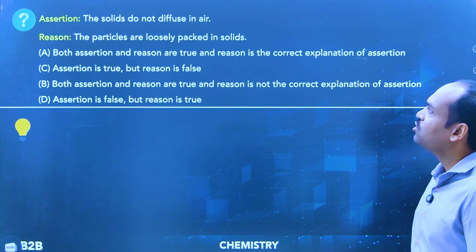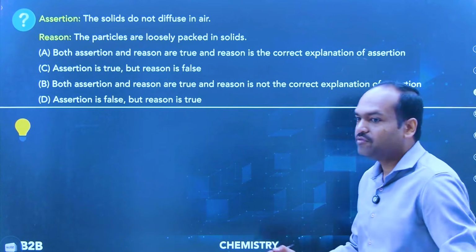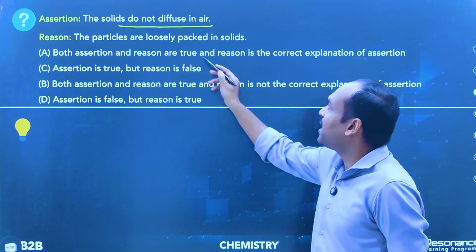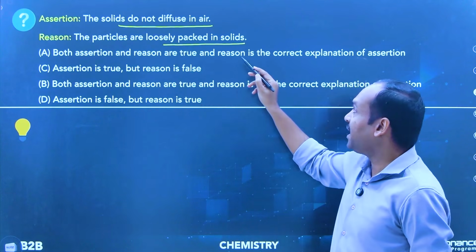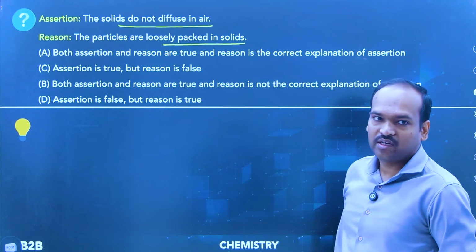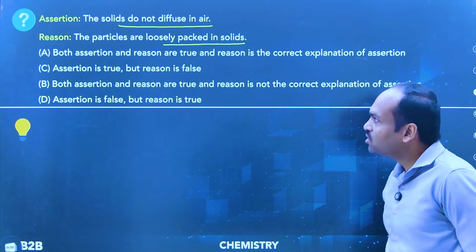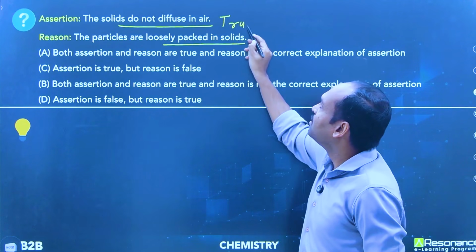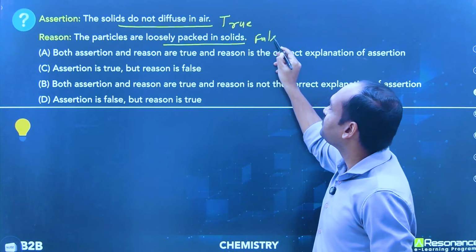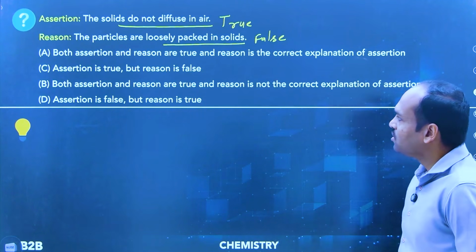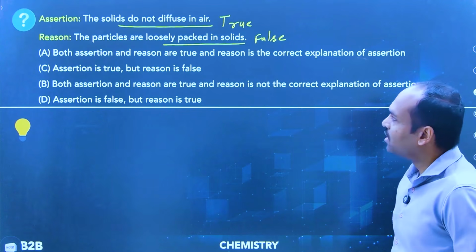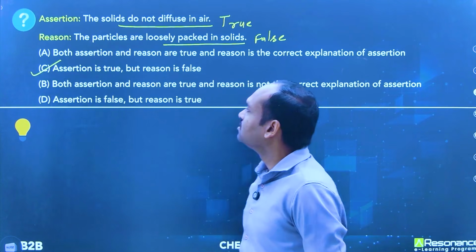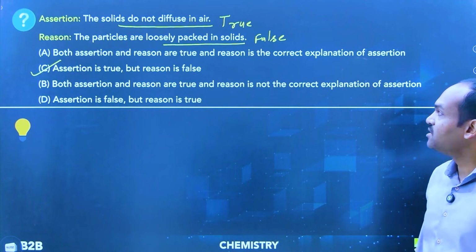Next, the solids do not diffuse in air, beta. The diffusion, intermixing of solid particles, is not happening. The particles are loosely packed in solids. Beta, is it loosely packed or closed packing in the solid? So they have closed packing. So can I say it diffuses? This is true, beta. And this one is false. So we will go for this option: assertion is true but reason is false. Okay, assertion is true but reason is false.